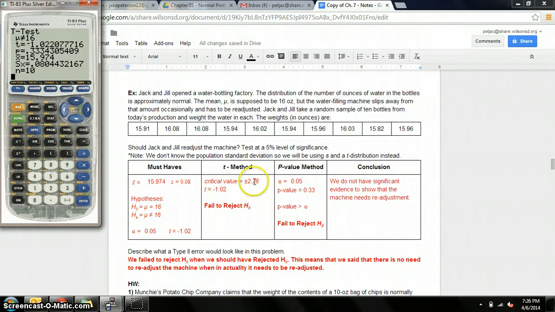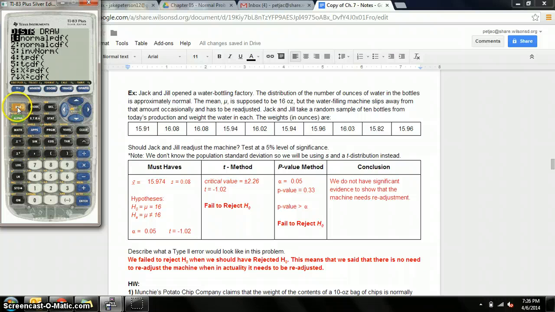Okay, so how do we find this critical value? Well, we just kind of went over that on Friday. We want to go to second, then distribution. And just real quick here, though, before I move on, our sample mean here is given to us right here. It's 15.97. Sample standard deviation is 0.08. So you can just enter those two in there. Okay. So once again, to find our critical value, we go to second distribution. And you're going to want to go to inverse t. I don't have that on this calculator, but it's going to be option 4 for you. So you go to inverse t.